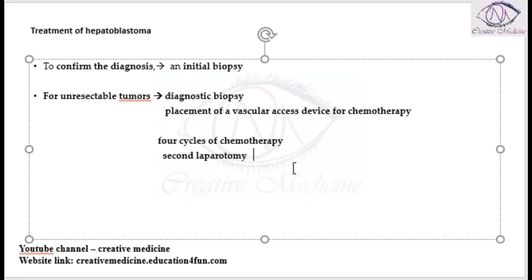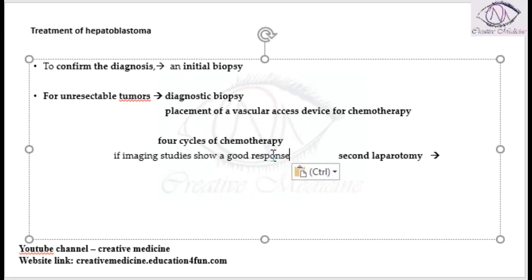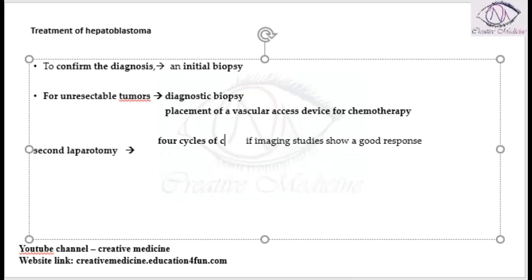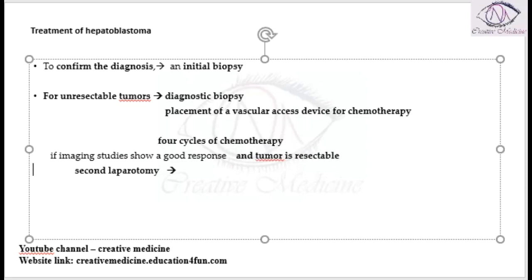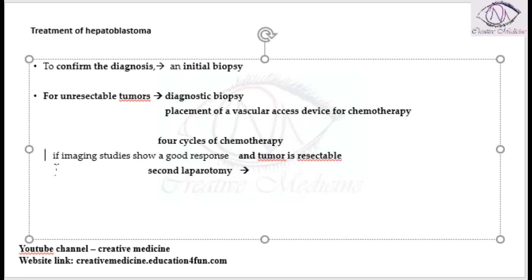When do you do the second laparotomy? This second laparotomy is done after chemotherapy. Actually, you will do the imaging studies again. If the imaging studies have shown good response after 4 cycles of chemotherapy, and if you find that the tumor is resectable, in such a case a second laparotomy is done.